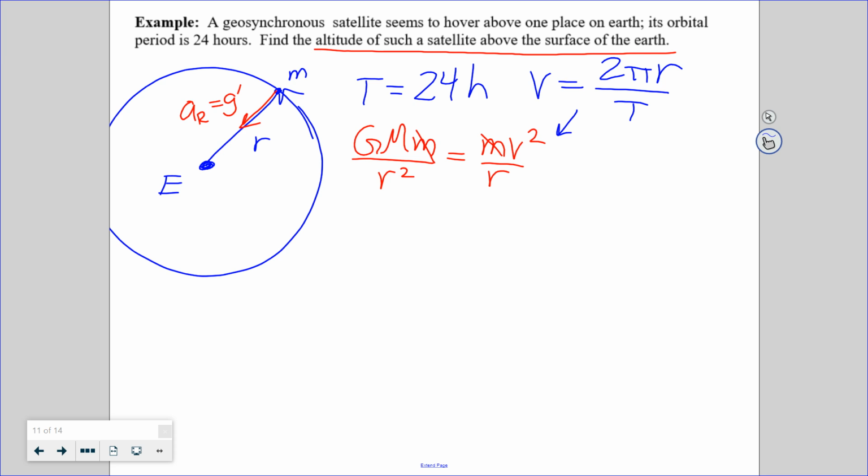So here's what we do. We put v in here. T is 24 hours. It was an early homework problem to change that to seconds. So you should already have that written down somewhere. Okay. So we have G, big M. Yeah, we can cancel an r. So we'll put just one r equals v squared, which is 4 pi squared, r squared again, over T squared. And T is 24 hours. And I can actually cross that little r out, make it r cubed over here. Oh, and I can start grouping terms.